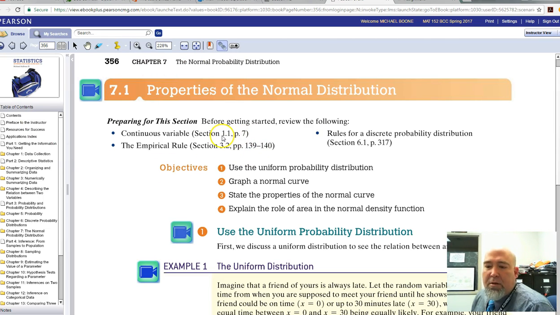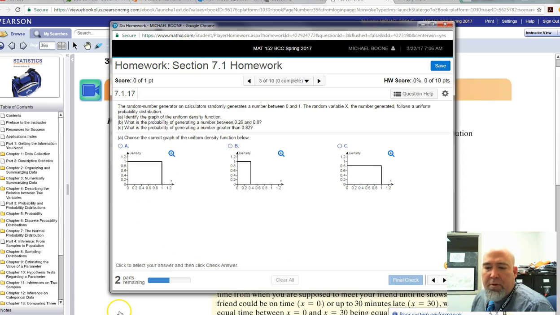In this section, they talk about some different distributions, the uniform probability distribution, but mostly we're going to be looking at that bell-shaped curve. So let's look at a few problems from this section.